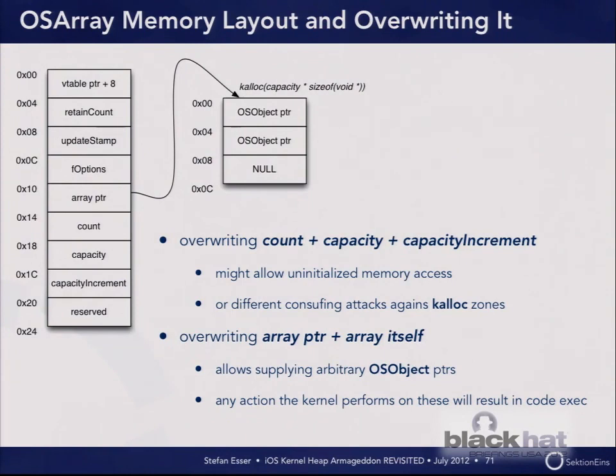There are also two properties called update stamp and F options, and I think they are not really usable. If you overwrite them, you can't leverage that for code execution. Okay, so this is just a short introduction of how these C++ objects look inside the memory. Now you should know that by overwriting them, you can execute code inside the kernel, like you can also do in browsers.